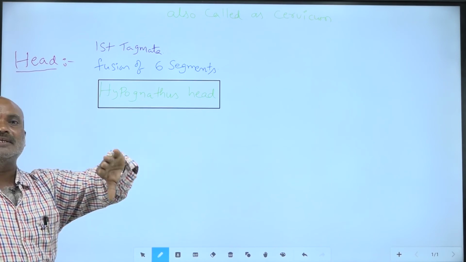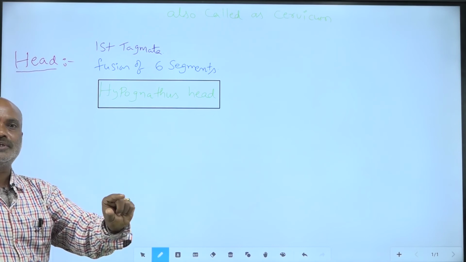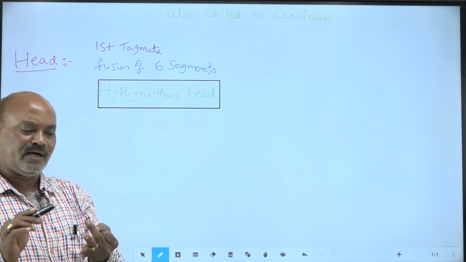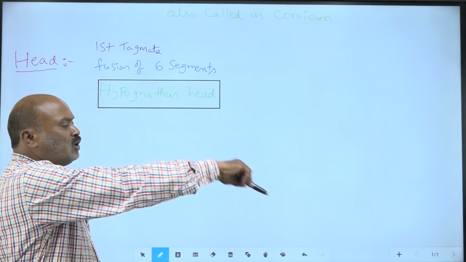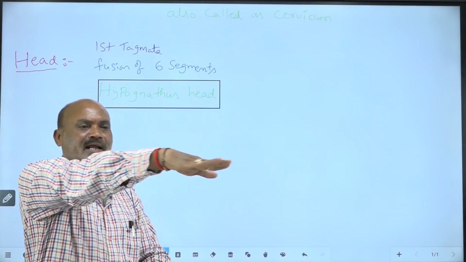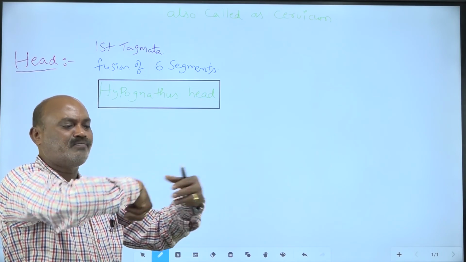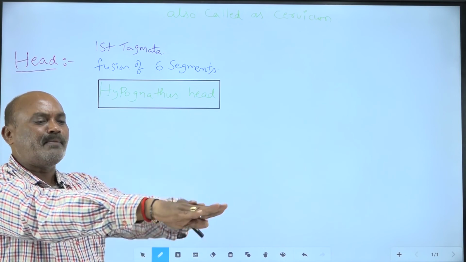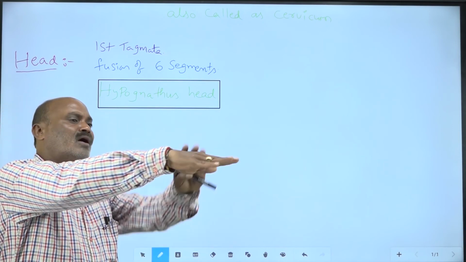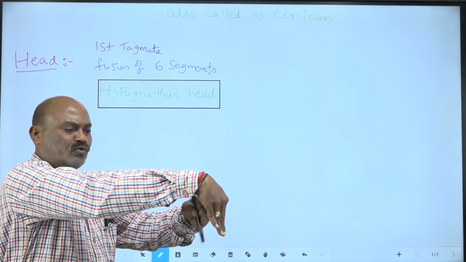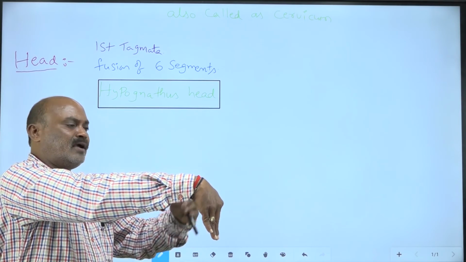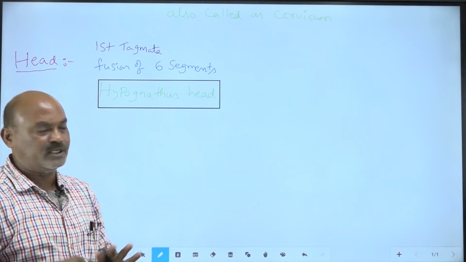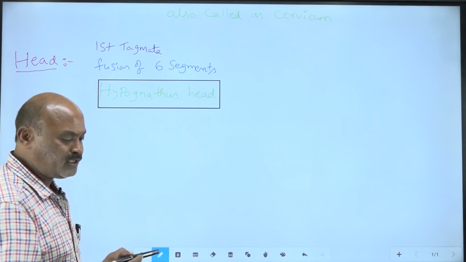The body of cockroach has three parts: head, thorax and abdomen. The head of cockroach is arranged at a right angle. Suppose this is the head, this part is thorax and this part is abdomen. These three body parts are not in a straight line. The head is bent downwards, towards the ground. So exactly the head is arranged at a right angle to the body axis. That type of head is called hypognathous head.